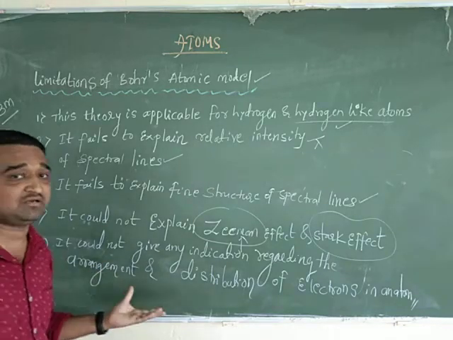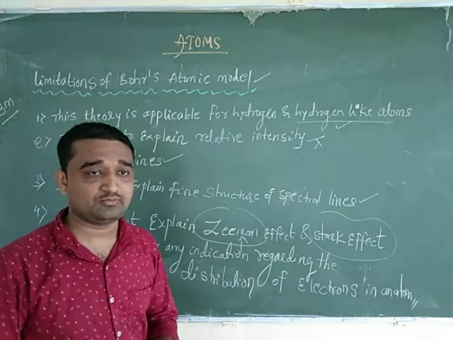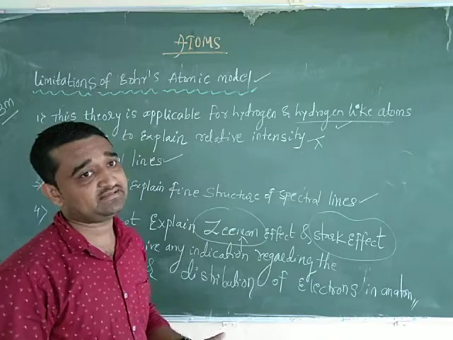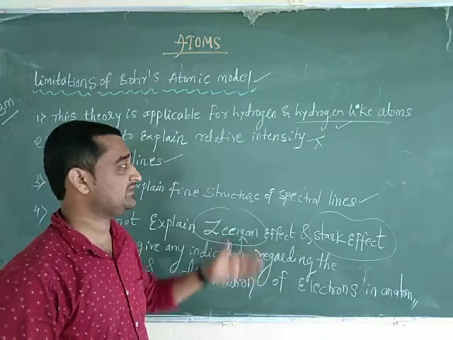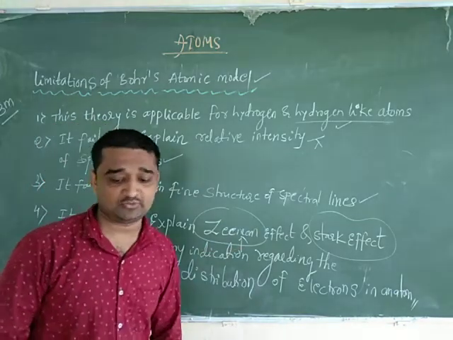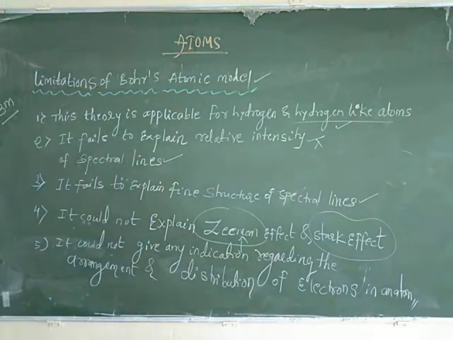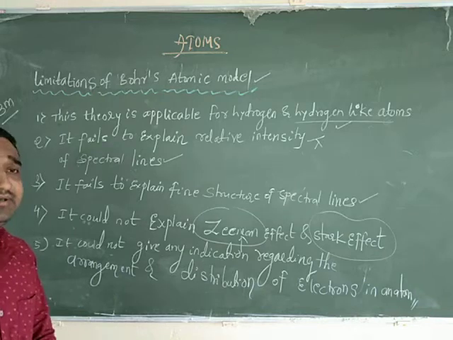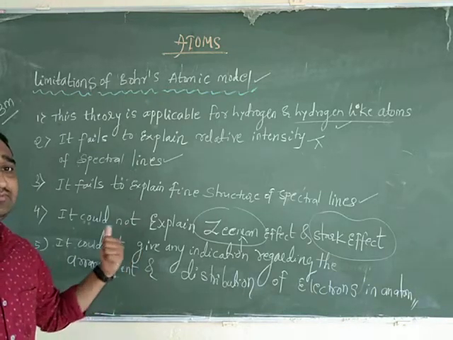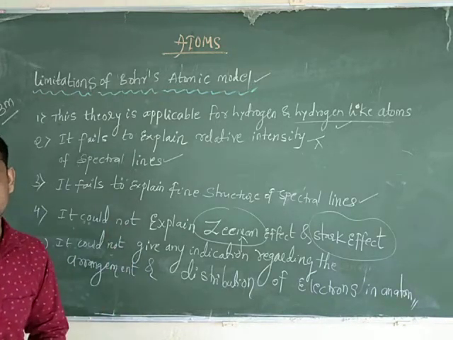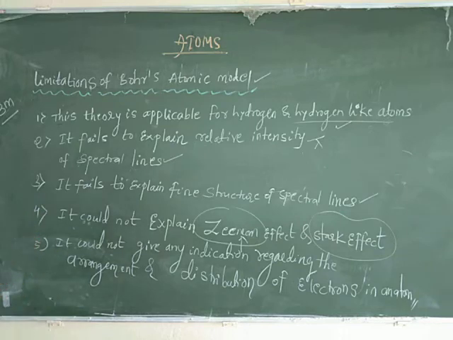So you may get a 5 mark question: write the postulates of the Bohr atomic model and then write its limitations. So you can write any 2 or 3 limitations for 2 and 3 marks, right? So this is about Bohr theory, the Bohr atomic model, its limitations and its merits, which we have also discussed.